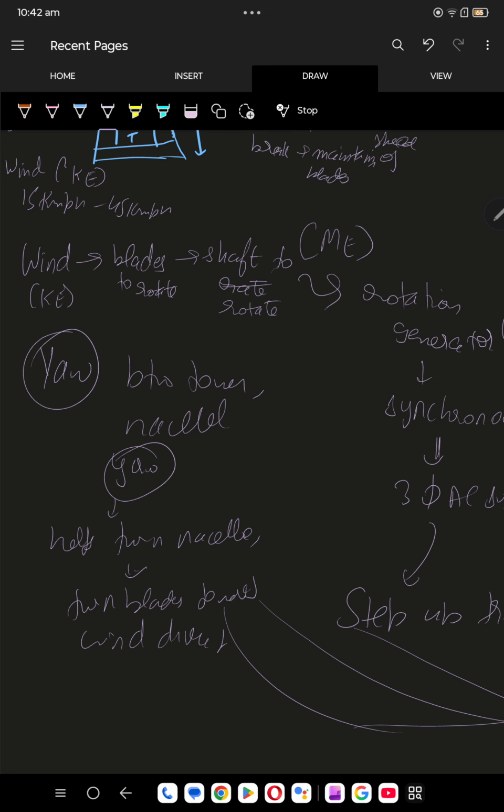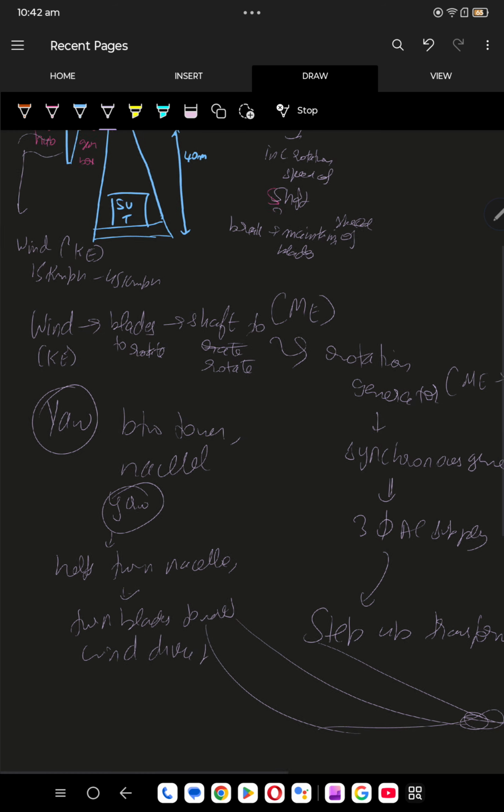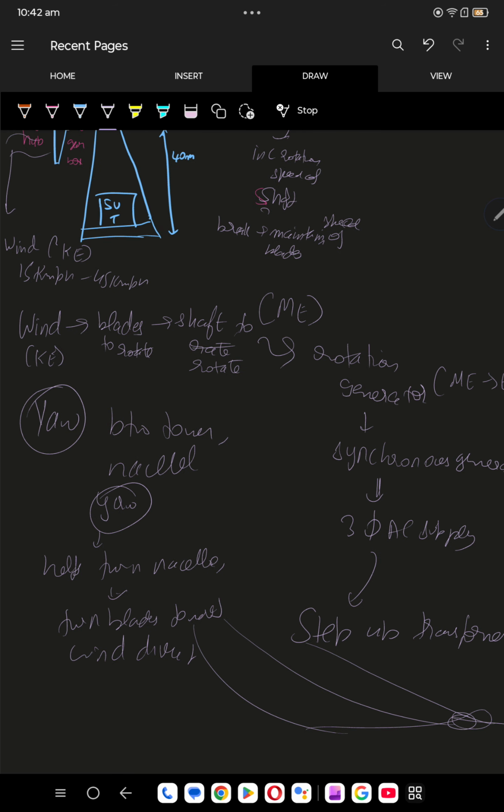that's how shaft will rotate, that's how mechanical energy is produced, that's how generator will help generating electricity, synchronous generator, 3-phase power supply, that's how it's going to the step-up transformer, that's how power is collected together and given to the power lines and grid system. I hope you have understood this whole concept. So let me just quickly recap.